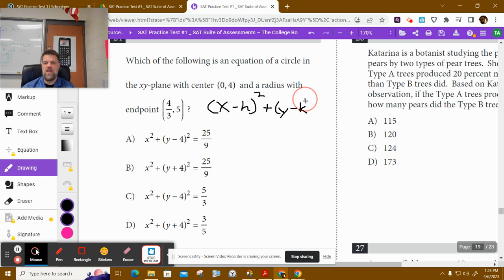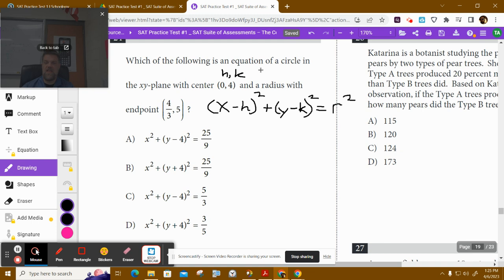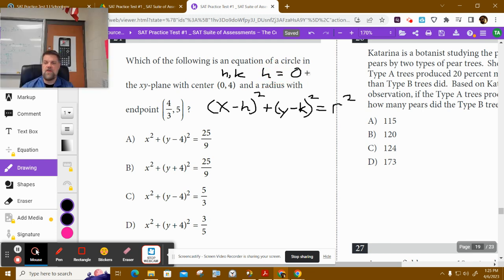Does anybody remember what h comma k is? It's equal to r squared. Anybody remember that? What's h comma k? Do you guys remember what that is? It's the center of the circle. Okay? So that means that h equals 0 and k equals 4. So we're doing pretty good. The only thing I need is to figure out what the radius is.